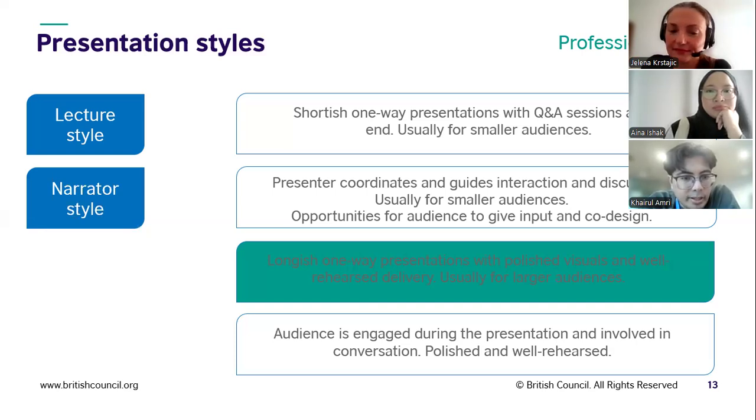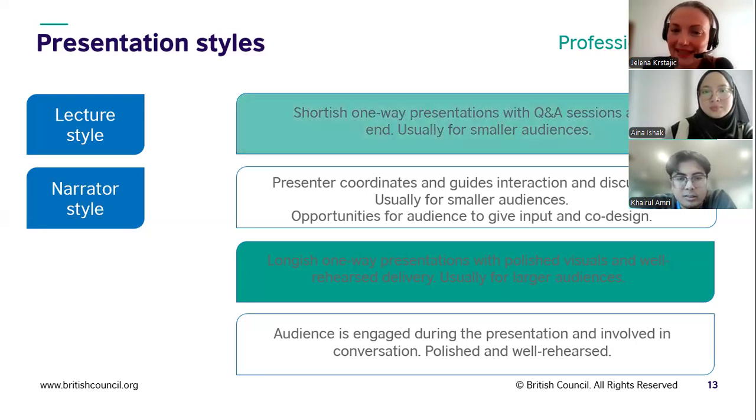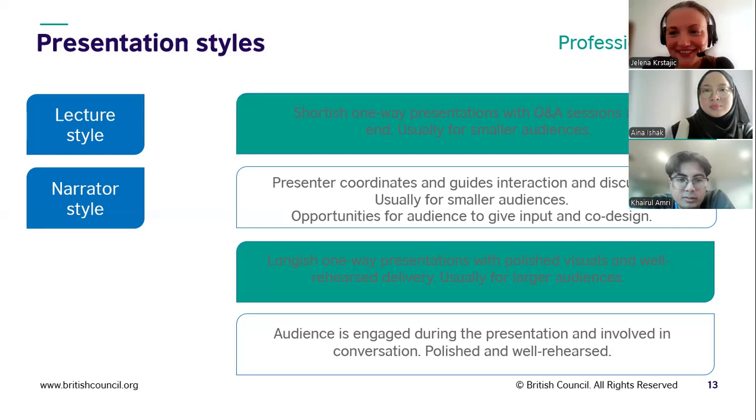Should be the second one. Okay. Would you like to read it out? Yes, presenter coordinates and guides interaction and discussion, usually for smaller audiences. Opportunities for audience to give input and co-design. Actually, it's the first one.